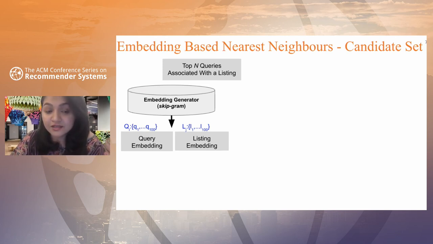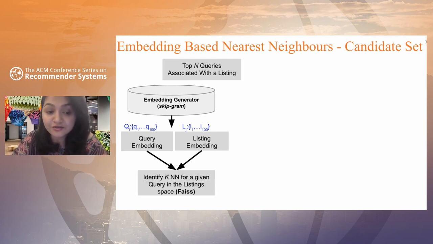Now, given these query and listing embeddings, for each query, we calculate nearest neighbors in the listing space that can be identified given the embeddings. So we identify the k nearest neighbors given the query in the listing space.